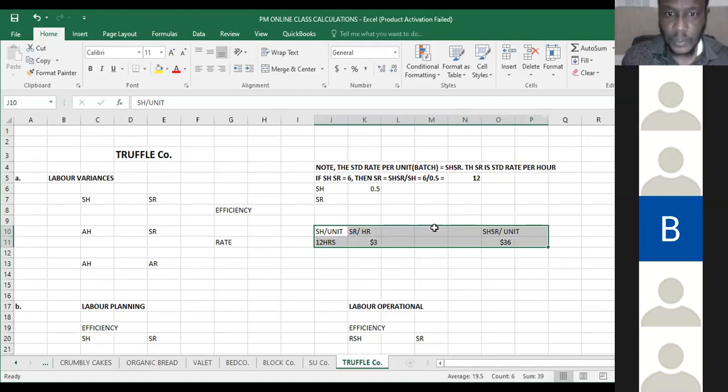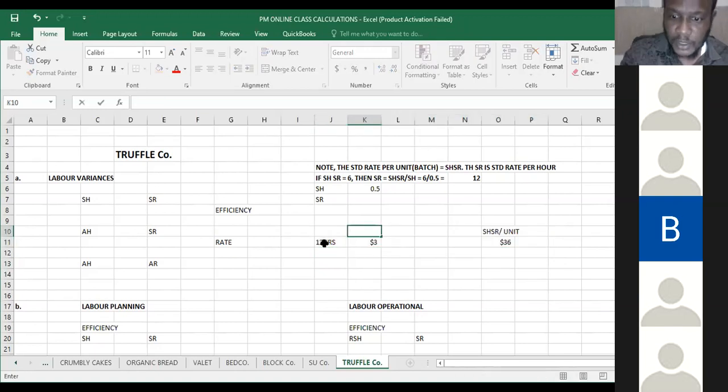So that was just for explanation's sake. Please just remember that part. That's the twist in this question. All right. So our standard rate now is 12.